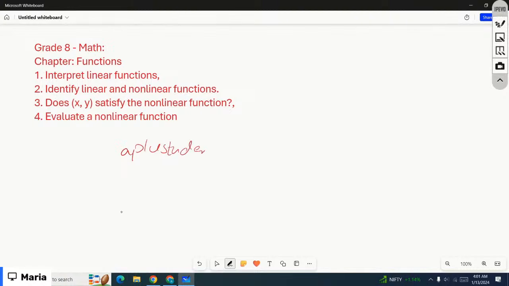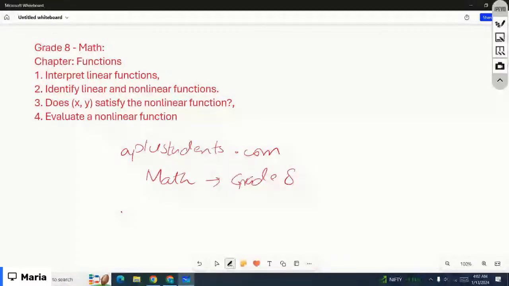You can find all the lessons on aplusstudents.com. You have to log in there using your email address, and the password is provided by the administrator. Then you have to select math from the subject tab. Scroll down to grade 8 and then click on view all lessons. There you can find a list of the chapters. We're going to start with the chapter functions.